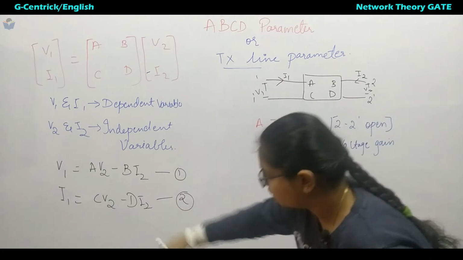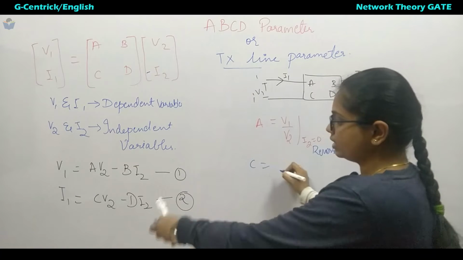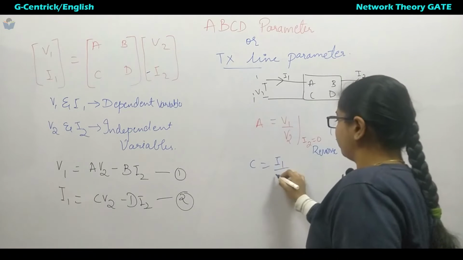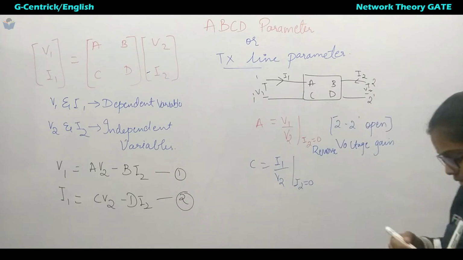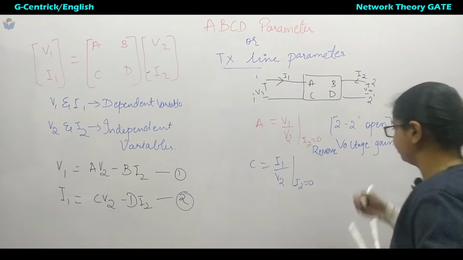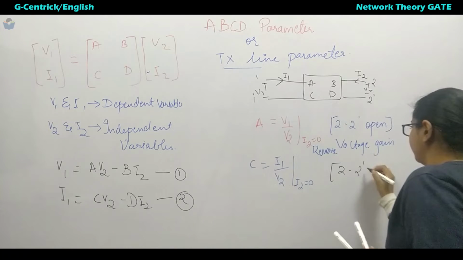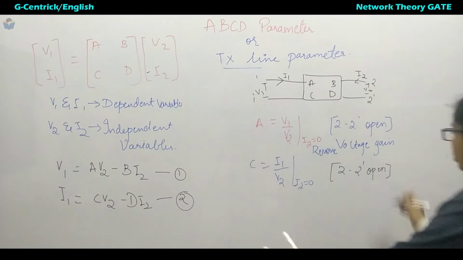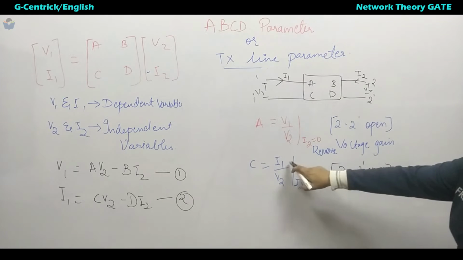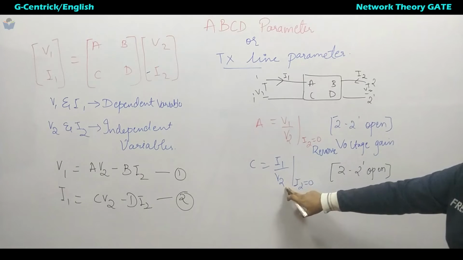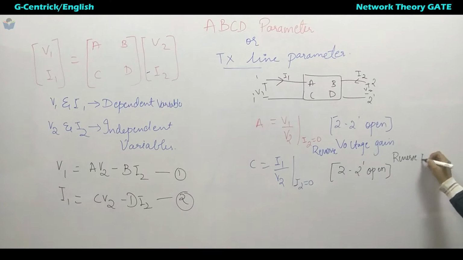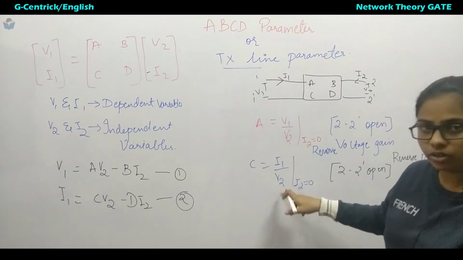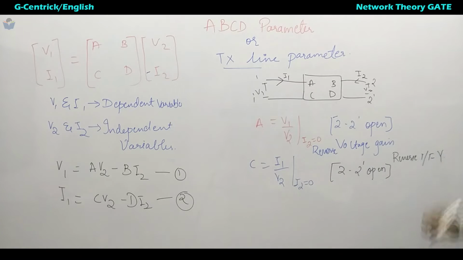Similarly, in the second equation, when I2 is equal to 0, we will get C equal to I1 upon V2. This is when I2 equal to 0, so 2, 2 dash will be open. What name can we call it by? This is I1 upon V2, so it is reverse of impedance. It is the reverse transfer admittance, because it is input upon output. This is when 2, 2 dash is open.